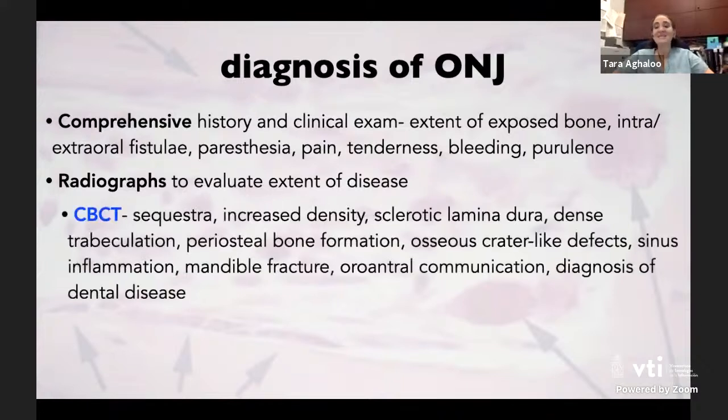disease. And it can see all of these things that I think are harder to see on a medical CT scanner, such as sequestra and increased bone density. We're definitely looking at the lamina dura and how sclerotic it is. You can look at the trabeculation of bone, the periosteal bone formation, crater-like defects, inflammation in the sinuses, and obviously if there's a fracture of the mandible or an oral antral communication. And then it can help us to diagnose dental disease as well.